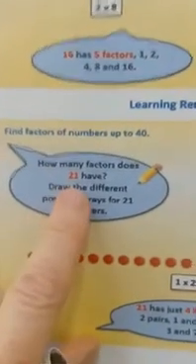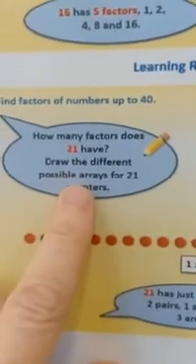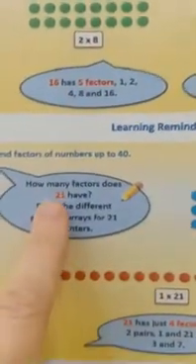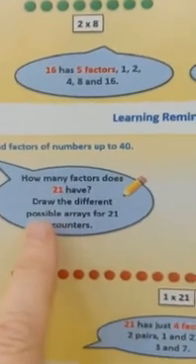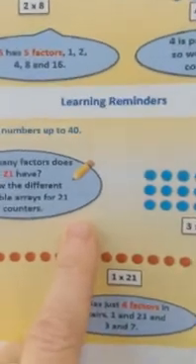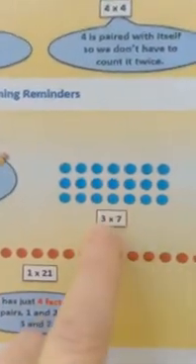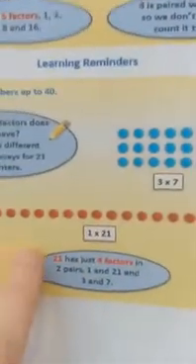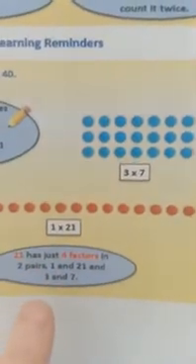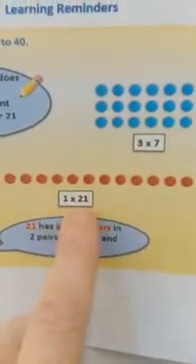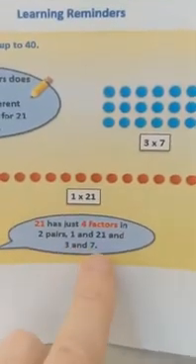Next one is, how many factors does 21 have? Is it more than 5, which is for 16? It's a bigger number, but does that make a difference? So the possible different arrays for 21 counters, we've got 3 rows of 7. 3 times 7 makes 21. 1 times 21. And they are the only arrays that you can make. So 21 has just 4 factors: 1, 21, 3, and 7.